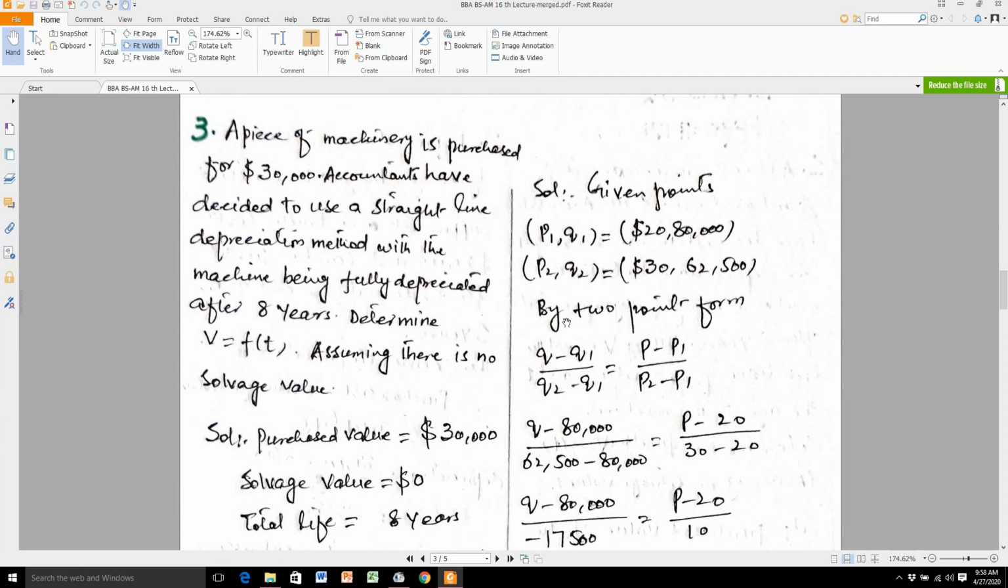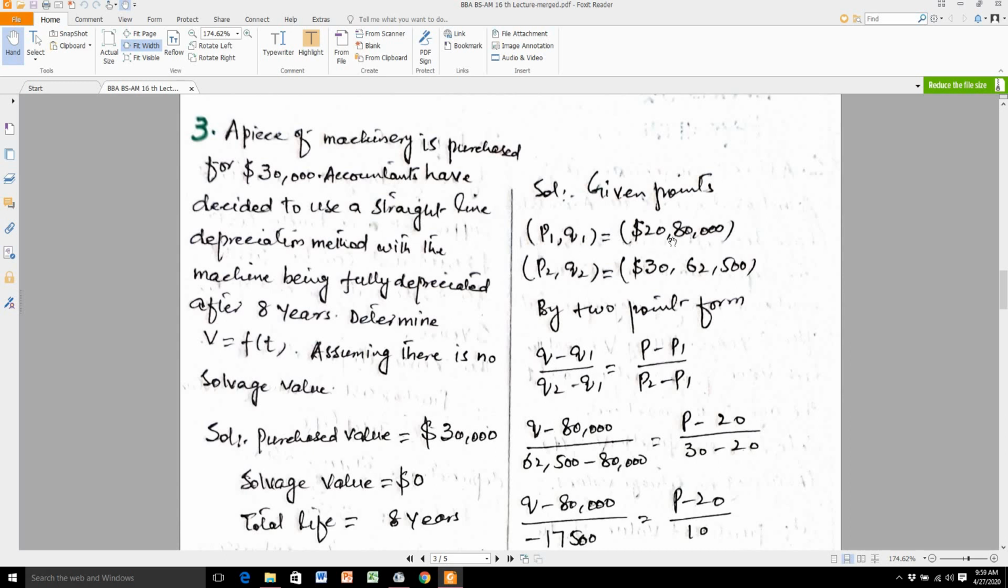Now we have 2 points, and we also learned in chapter number 2 how we can generate a linear function by using 2 points. So by using the 2 points form, Q minus Q1 divided by Q2 minus Q1 is equal to P minus P1 divided by P2 minus P1. As you see there, Y minus Y1 divided by Y2 minus Y1 is equal to X minus X1 divided by X2 minus X1. In that respect, I am writing in this form. In place of Y you write Q, and in place of X you write P. P shows the independent variable and Q shows the dependent variable, because demand depends on the price. So you now substitute their respective values.